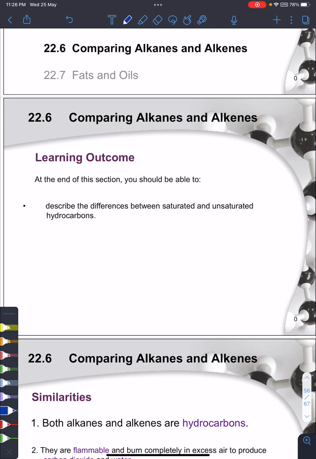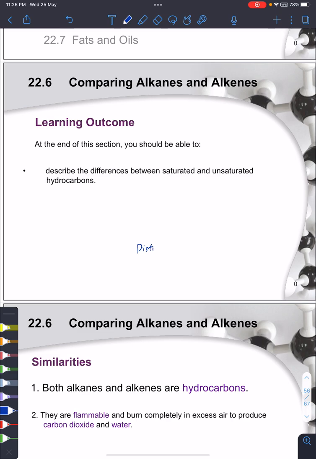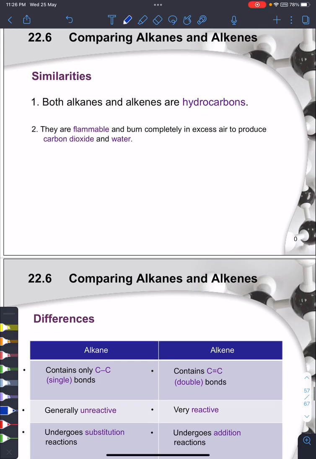Comparing alkane and alkene, which essentially is just represented by the word distinguishing test. So similarities, they are both hydrocarbon. What's hydrocarbon? Hydrocarbon means got hydrogen, got carbon only. Okay, cool. That doesn't tell me much. Okay, they are both flammable. Of course they are flammable.